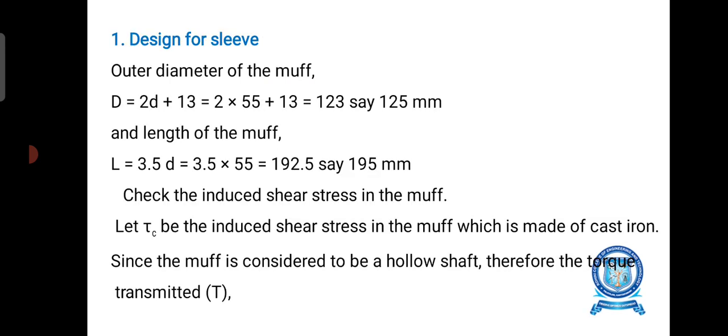Then we are going to design the sleeve. To find the outer diameter of the muff, the suitable formula we know is capital D equal to 2d plus 13. 2 into d, we know 55, plus 13, that means 123, say 125 millimeter. Next we are going to find the length of the muff. Length of the muff capital L equal to 3.5 d. So 3.5 into 55 is equal to 192.5, say 195 millimeter.